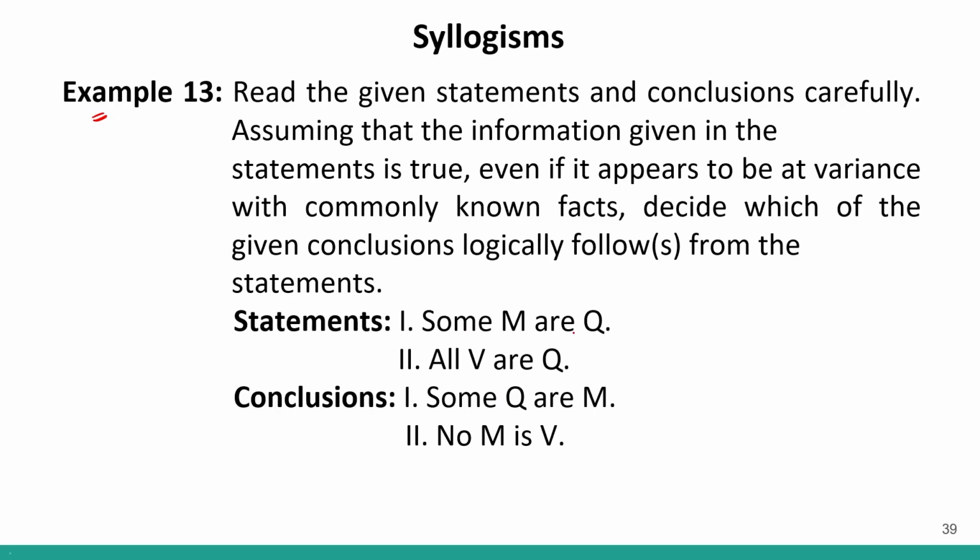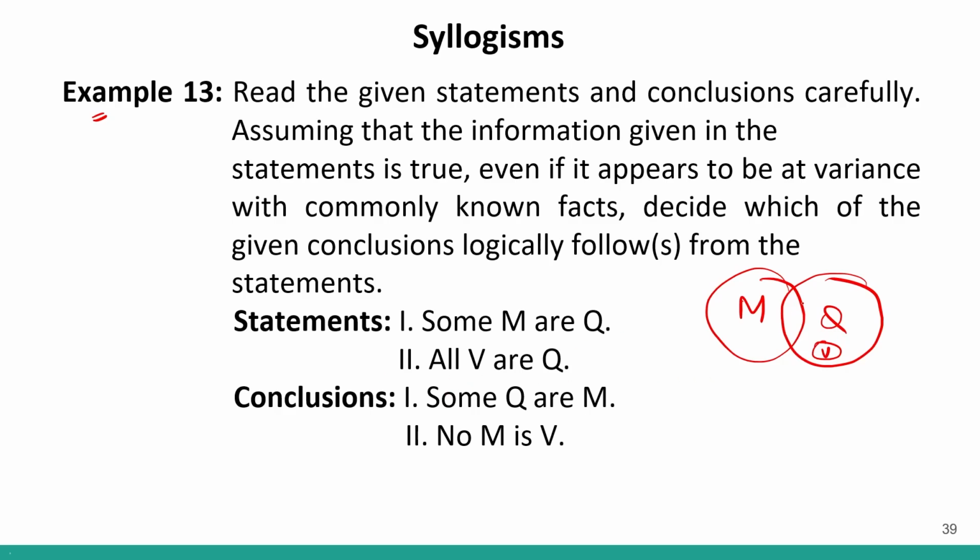Example number 13, 2 statements, 2 conclusions. First statement says some M are Q. So there will be some M that are Q. It will be represented like this. Okay. All V are Q will be represented like this. All V are part of Q. Okay. This will be the Venn diagram.